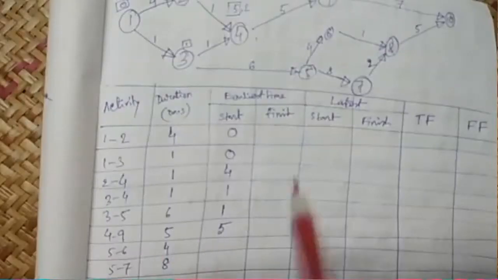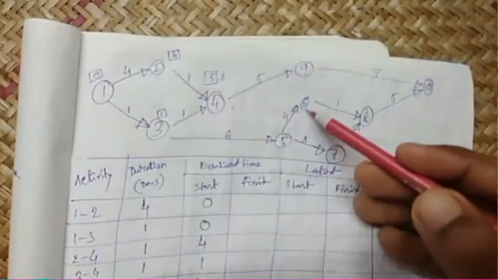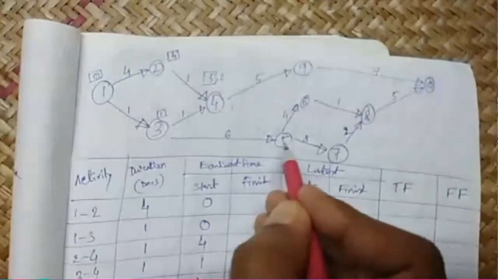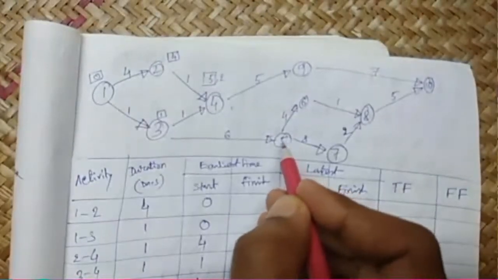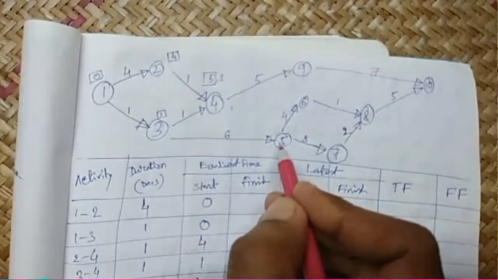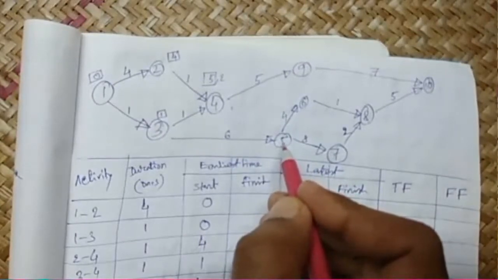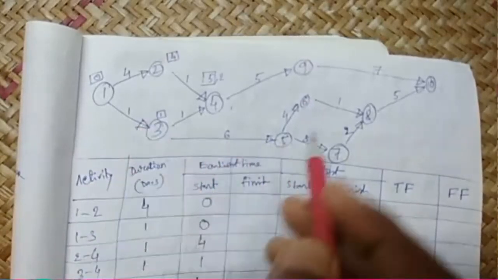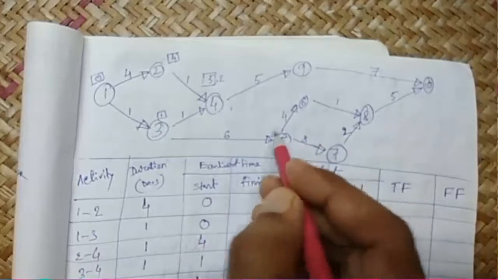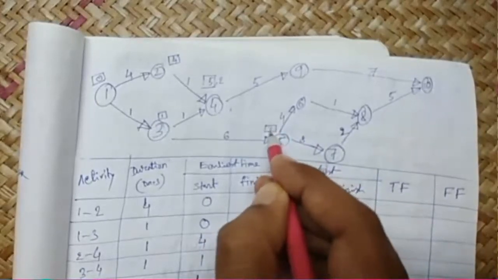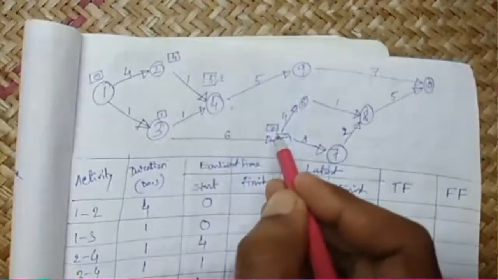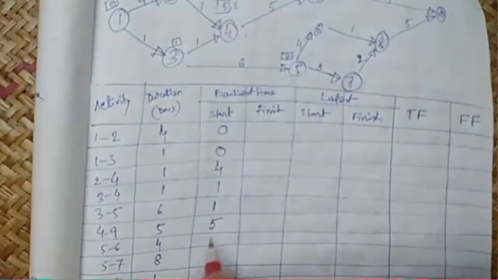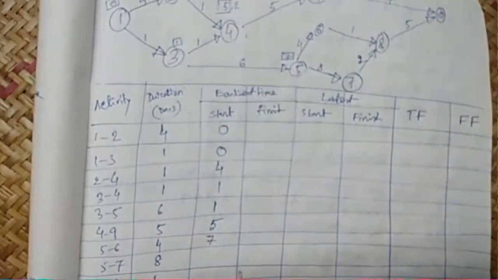Let us look at 5 6. This 5 has only one path, that is 1 3 5, and this took 7 days. So before 7 days 5 6 cannot be started. So the earliest start in the rectangle, in the square, will be 7. So on 5 6 the earliest start is 7.